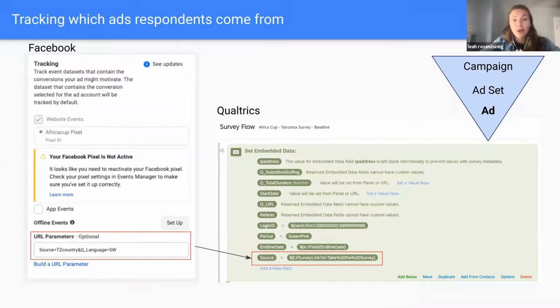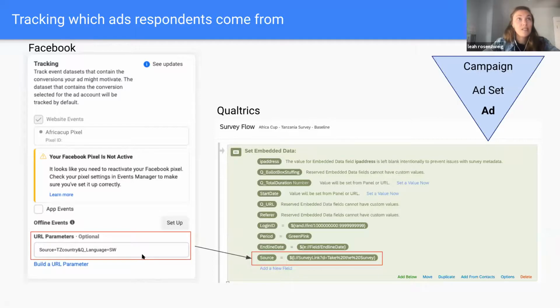Okay, so you might want to keep track of which ads respondents come from. Again, I would emphasize that it's important to ask in the survey, in addition to using whatever tags Facebook gives you for respondents, because these things are not perfect in terms of how they estimate gender, age, education, whatever it is.